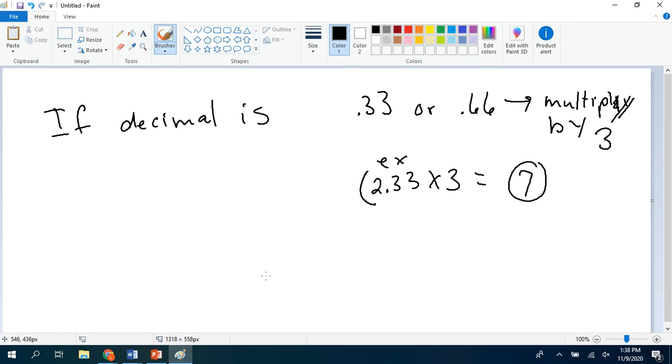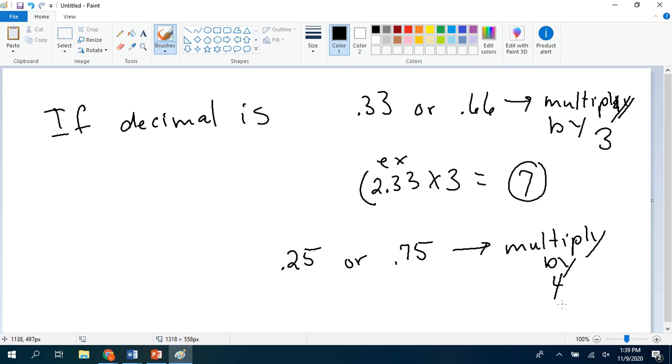All right, if the decimal is 0.25 or 0.75, multiply by 4. Okay, example. 2.25 is what your number came out to be. So if you multiply by 4, you get 9 as your whole number. All right, make sure you write all that down. You're going to want it.